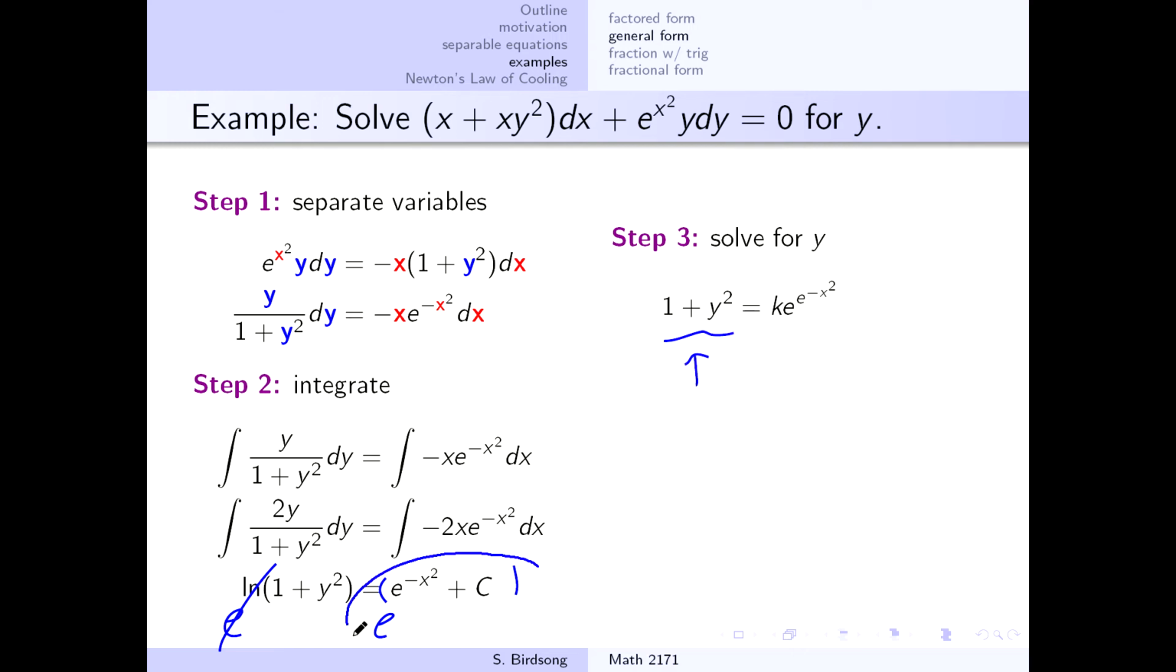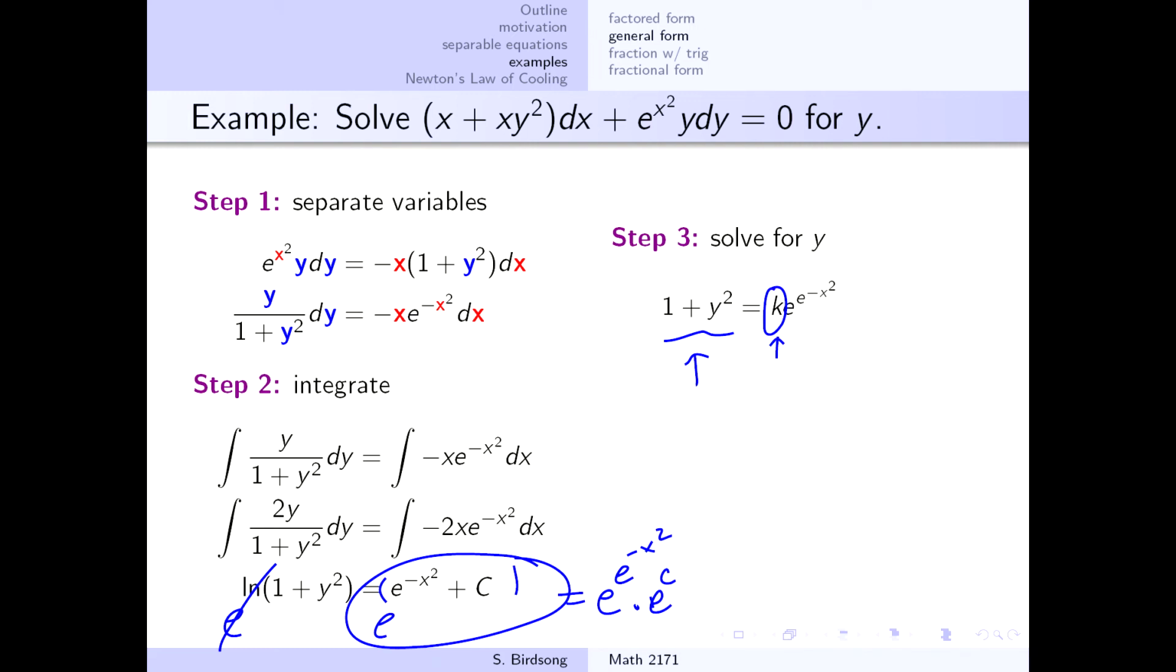And over here, what happens? You'll have an e raised to the e raised to negative x squared. And then you also have your e raised to the c, and it's multiplied because of rules of exponents. E raised to the c is just some constant, so I went ahead and put in k here, k representing my e raised to that constant c.